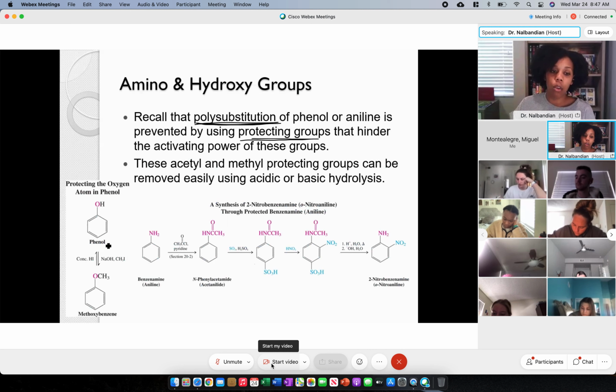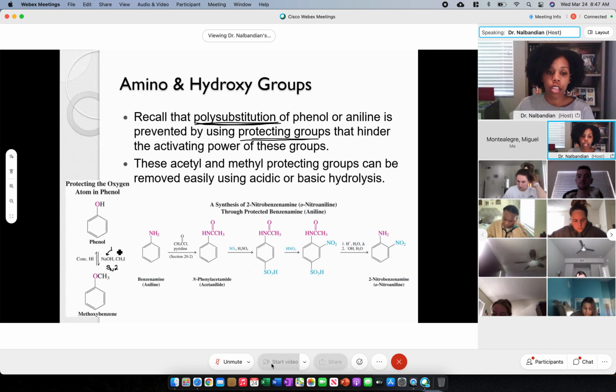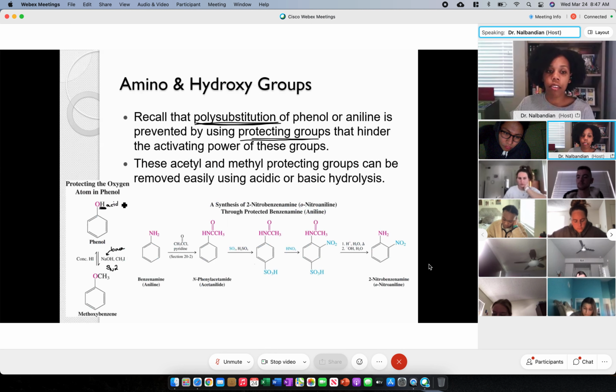So here we have our phenol, we change it into methoxybenzene. How are we doing that? This is an SN2 reaction. You saw this reaction before. We use base first to deprotonate the acidic hydrogen here. Base deprotonates, now you make a good nucleophile. With that good nucleophile, now that can react with our methyl iodide, giving methoxybenzene.